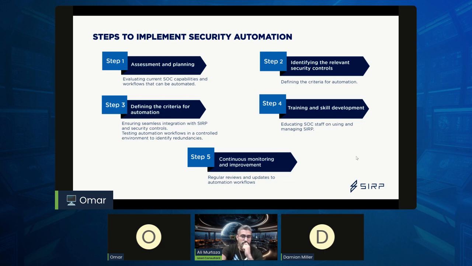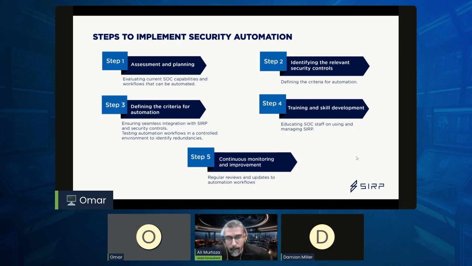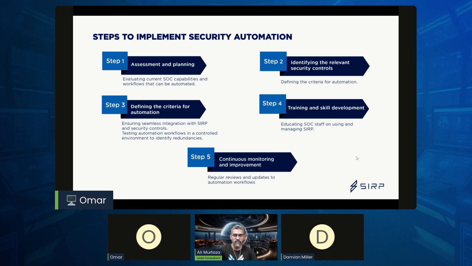Next, you need to identify which security controls and processes will benefit most from the automation. So, what it takes is you need to identify the most repetitive and time consuming tasks in your SOC, which can be automated. Ensure that the controls you select align with your overall security objectives and compliance requirements as well.